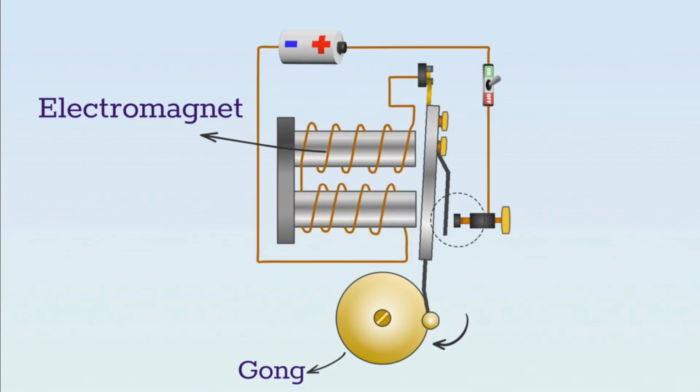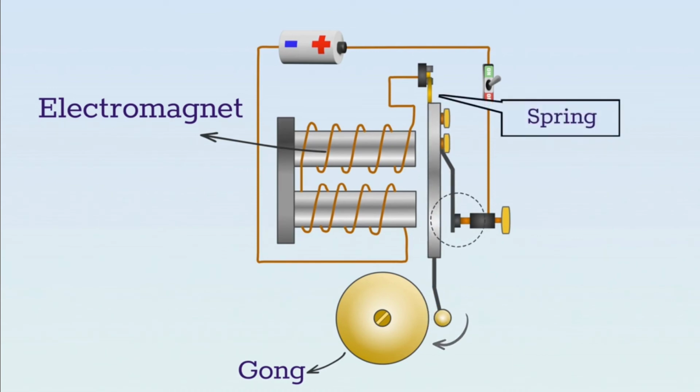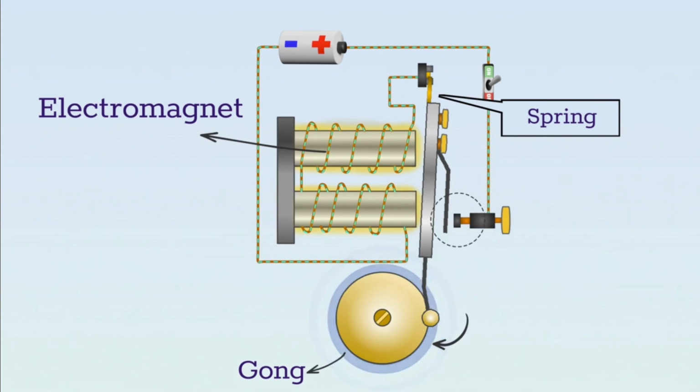So the current stops and the coil does not attract the iron strip. The spring then brings the strip to its initial position. That is, the strip is now again in contact with the screw. Again the circuit is closed and the electromagnet attracts the iron strip, and again the sound is produced. This continues as long as the bell button is pressed.